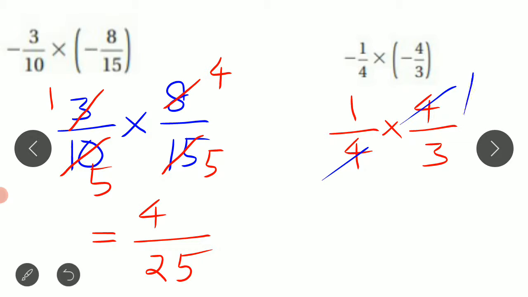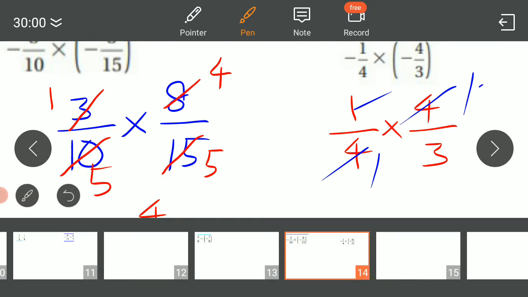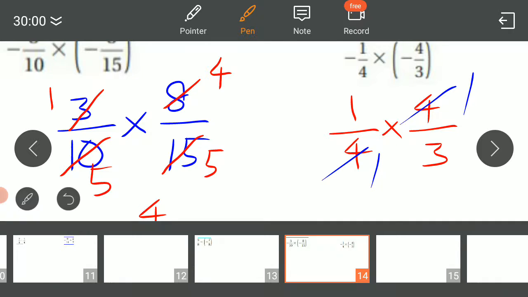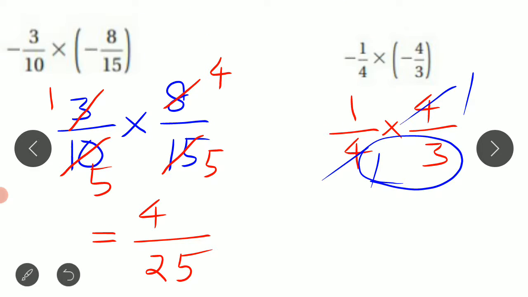4 ones are 4, 4 ones are 4. And check whether there is any other pair having a common factor. No. So now finally multiply the leftover numerators, here 1 and here also 1, and multiply the denominators. So 1 one is 1 by 1 three is 3.